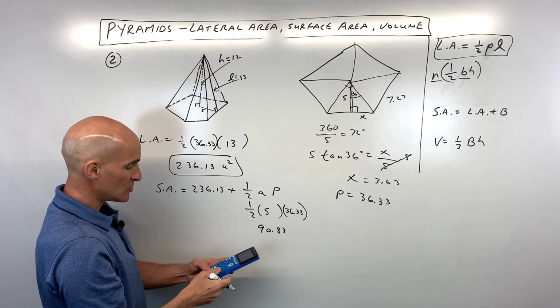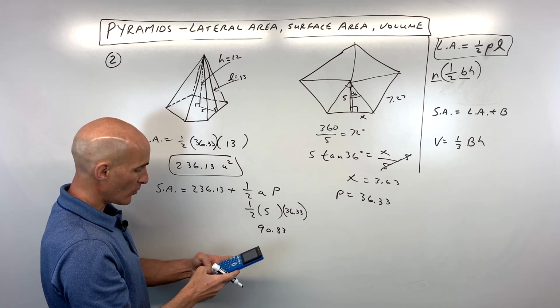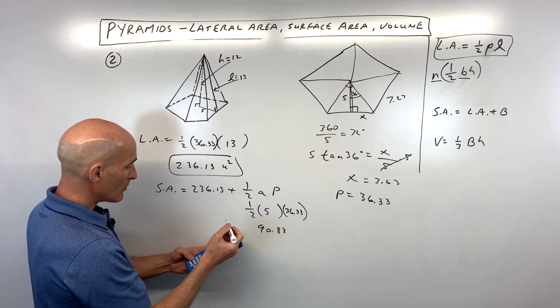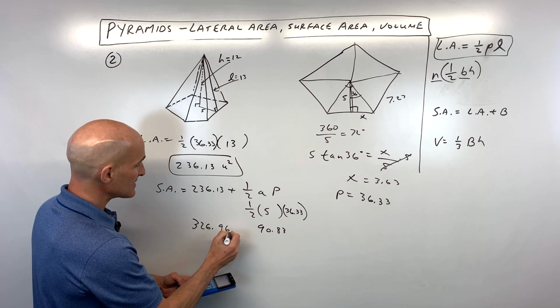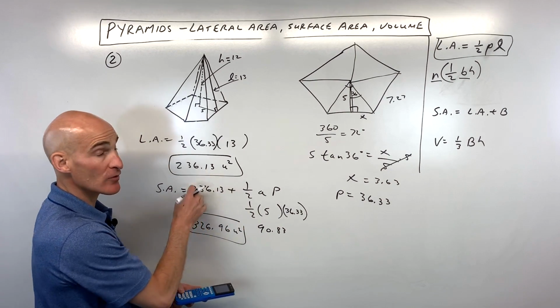And we're going to add it to the 236.13. So this is about, okay, I'm rounding here, so it's about 326.96 units squared. That's for our surface area.